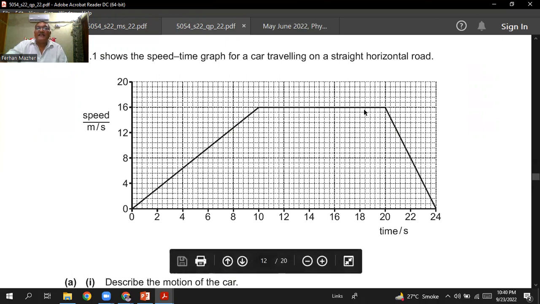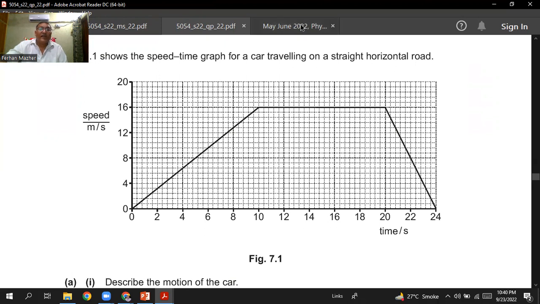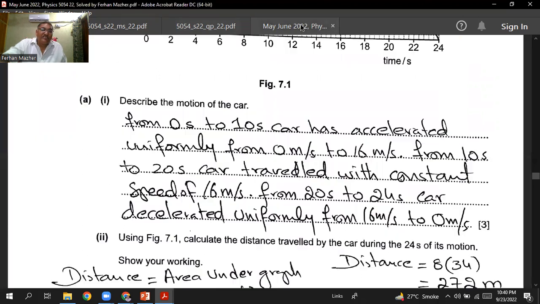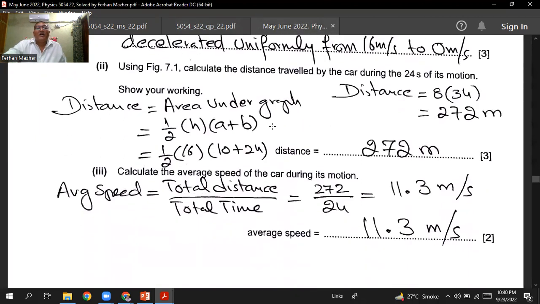This side and this side are parallel to each other. This side is 24. This side is 20 minus 10, which is 10. So I can apply the formula and find the area under the speed time graph, and that will be equal to the distance traveled. So distance traveled equals the area under the speed time graph, and that shape is a trapezium. Its formula is 1/2 into height into sum of the parallel sides. That will be 1/2 into 16, and in the other bracket, you will have 10 plus 24. The upper side is 10 and the lower side is 24.